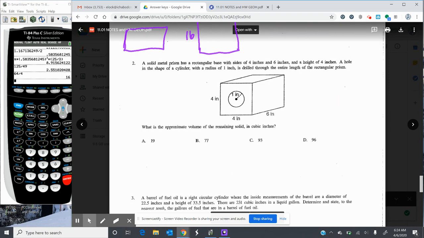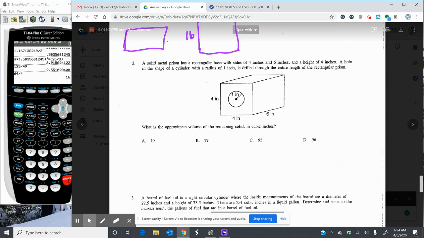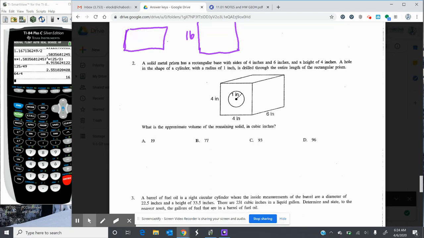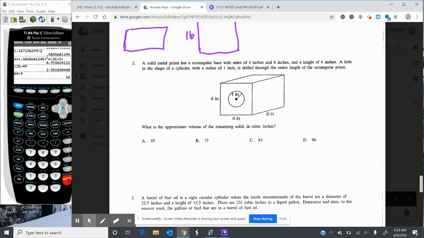A solid metal prism has a rectangular base, the base is 4 inches by 6 inches and a height of 4 inches. So this could be considered a square prism if you focus on the square front or the rectangular bottom. So depending on how you look at it, it could be considered a different shape, but length times width times height is what you really have to assume with anything that has square and rectangular sides.